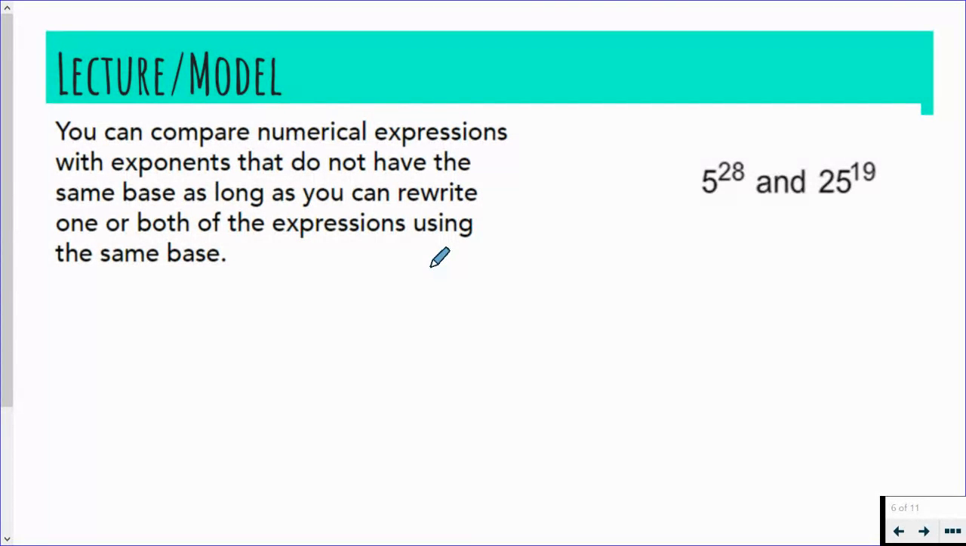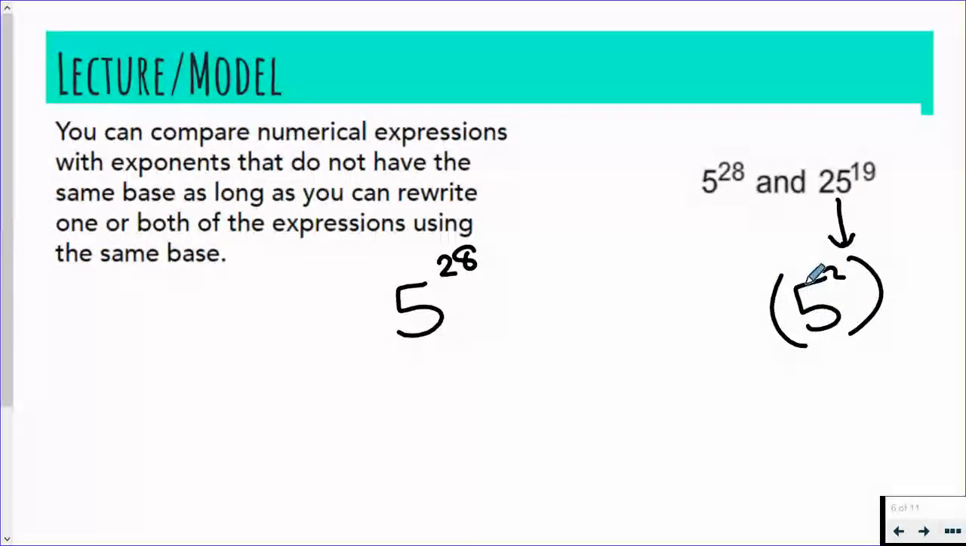All right, so here's where things might get a little tricky. You can compare. Say they don't have the same base, we can actually make them have the same base. So if I have 5 to the 28th, and then this base here is 25, I can actually turn that 25 into a 5 squared. So this is really 5 squared, because that equals 25, raised to the 19th power.